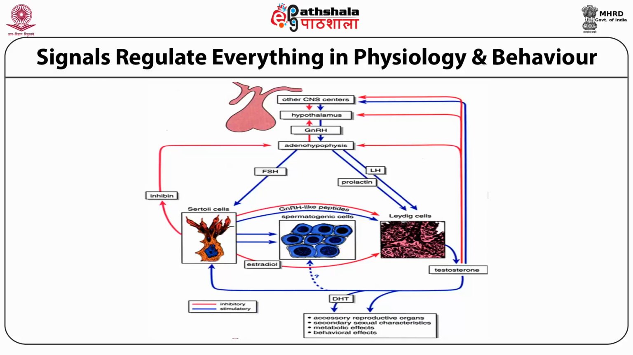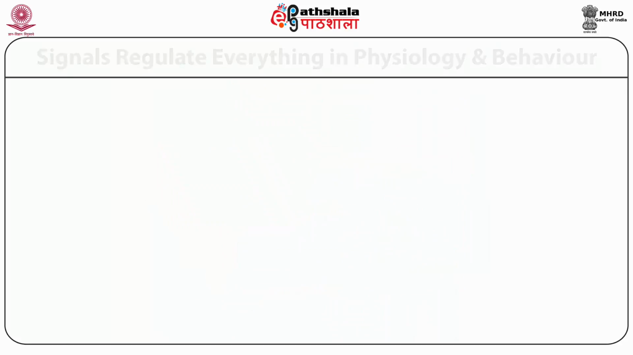The main function is gametogenesis. The testis produces sperms, whereas the ovary in the female produces eggs. In addition, they have a second function, that they also produce some hormones which are secreted outside. This is called the secretory function, and both the secretory function and the gametogenic function are regulated or controlled by these three hormones coming from the pituitary, and that is what is indicated in this slide.